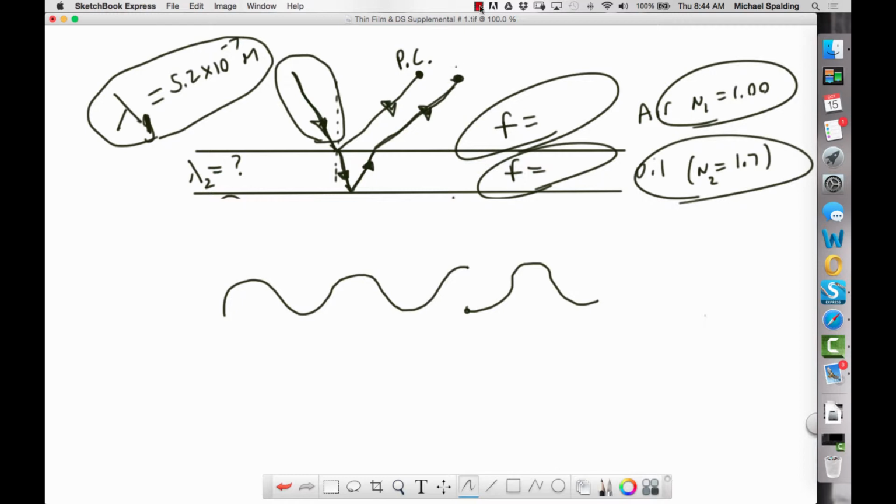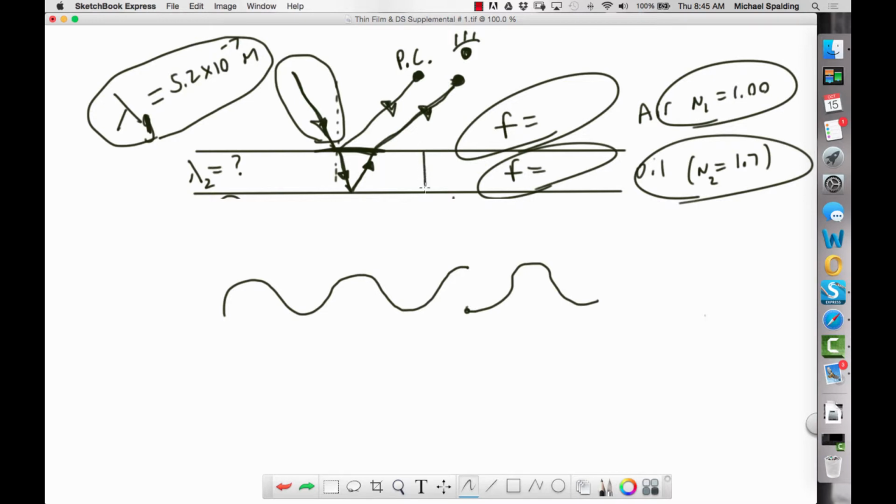The question says, calculate the minimum thickness of the film necessary to see green light at maximum intensity. So if your eyeball is up here, and you're going to see a bright spot down here, should these two rays be in phase or out of phase? In phase. But this guy had a phase change, and this guy did not. Can we make this guy have a phase change? No. What's the other way to do it? The thickness of the film.